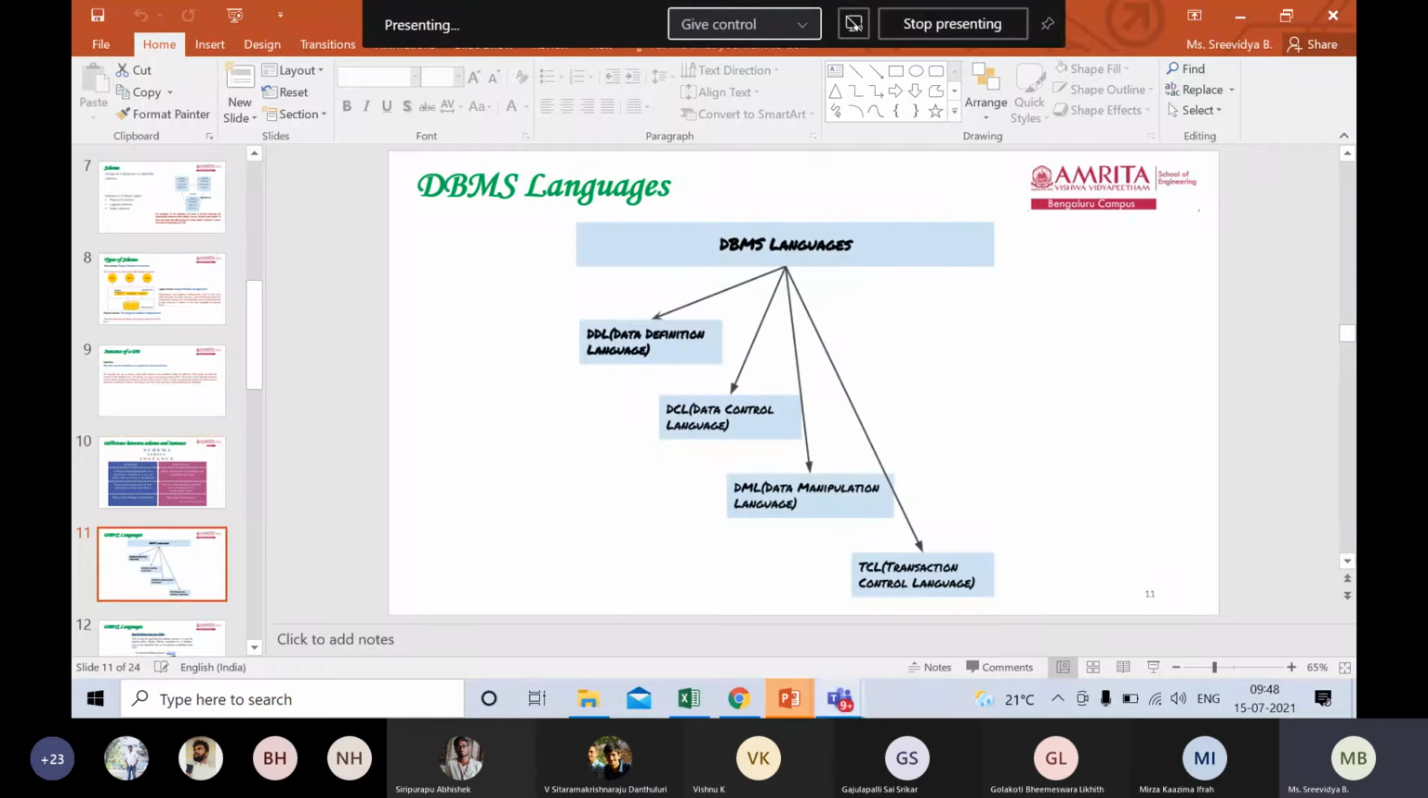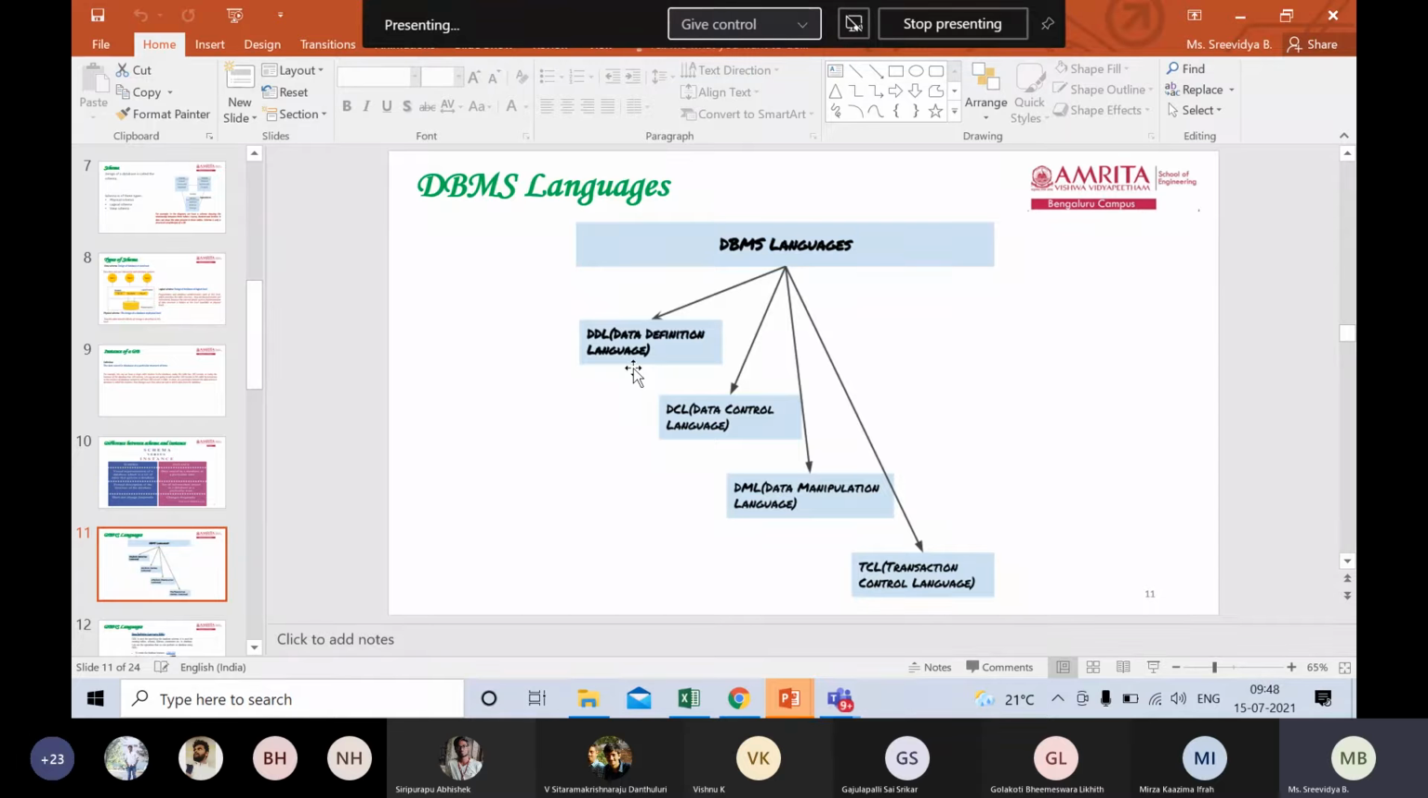DBMS languages: we had learned DDL, DCL, DML and TCL. DDL is the data definition language, and it is associated with how exactly you're going to create your storage structure. When we say data definition language, it is associated with defining the structure of a storage. You're defining the structure. What structure are we talking about? We are talking about relational structure, table structure. So what are the commands associated with DDL?